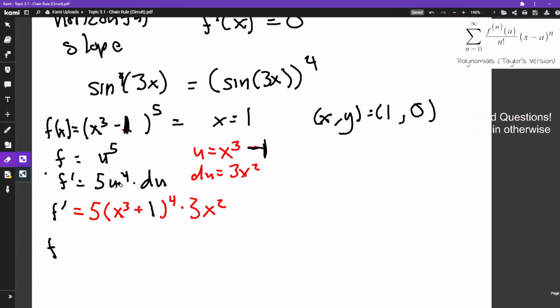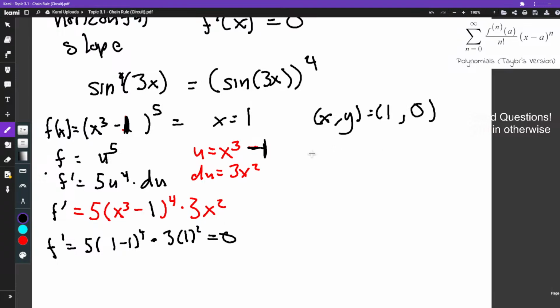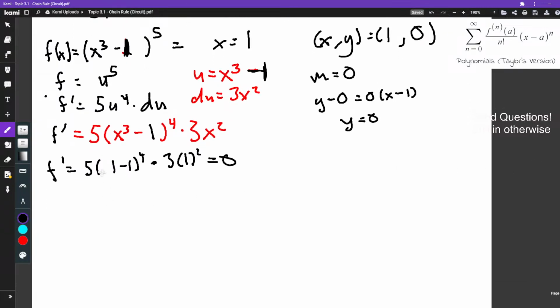No, this is not interesting at all. Because it's going to be 5 times 1 minus 1 to the fourth power times 3 times 1 squared. Well, 1 minus 1 is 0, so the whole thing is equal to 0. So my m is equal to 0. y minus 0 is equal to 0 times x minus 1. So y is equal to 0. That didn't help. Okay. Let's do another one.